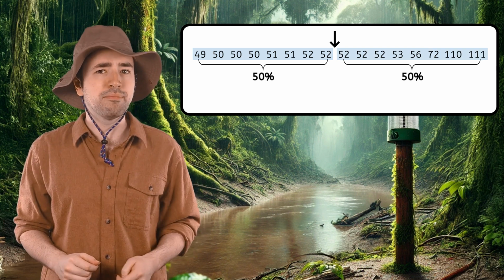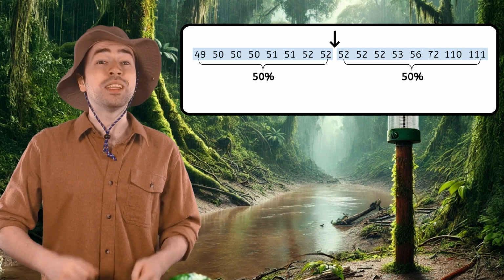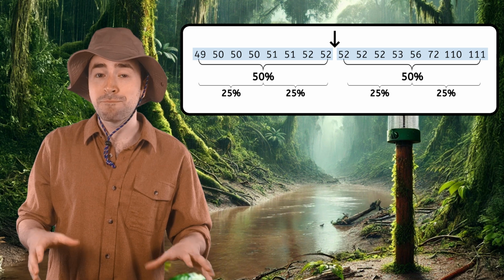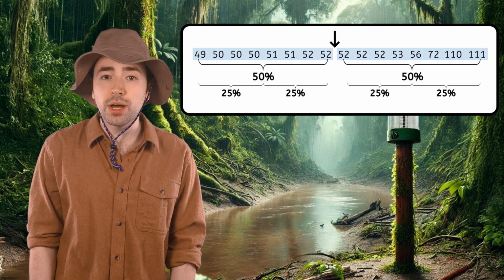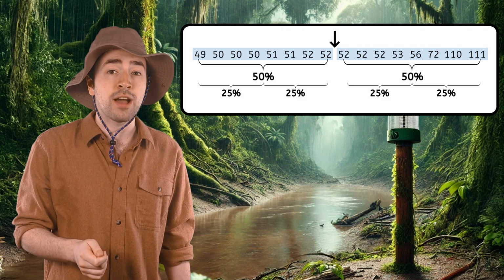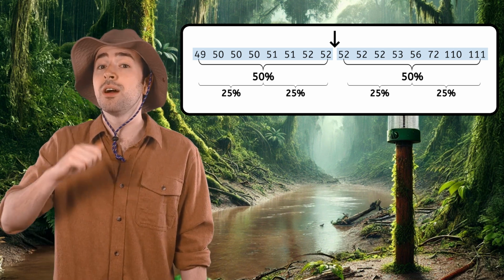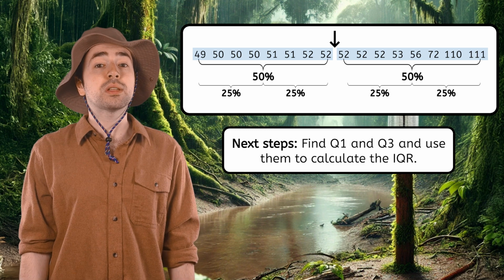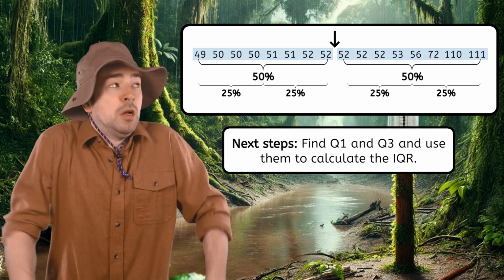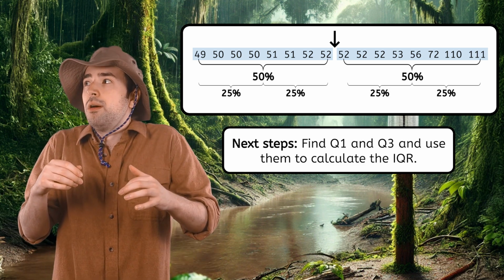What's our next step? Yeah, we need to split them into quarters. Then what do we do? Yep, we find Q1, which is the median of the lower half, and Q3, which is the median of the upper half. Subtracting Q3 by Q1 will give us the IQR.